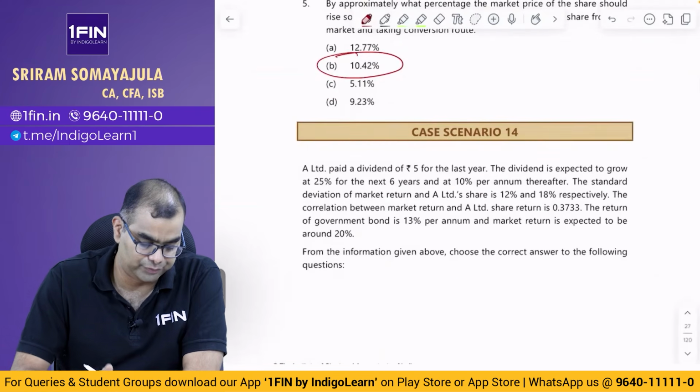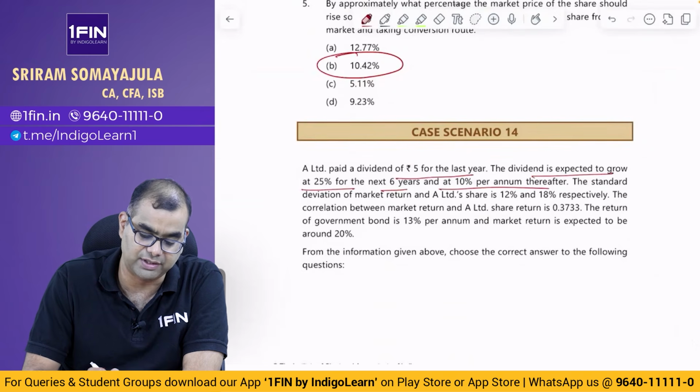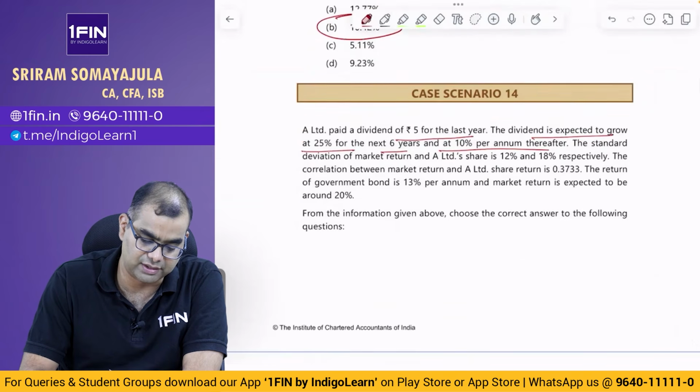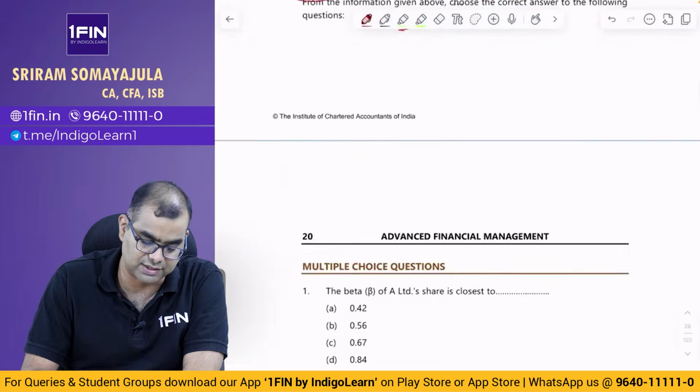Right, next case scenario. A Limited paid a dividend of 5 for last year. The dividend is expected to grow at 25% for the next 6 years and 10% per annum thereafter. The standard deviation of the market return is 12 and of A share is 18. The correlation between market return and A share is 0.3733 and the return of the government bond is 13%. Market return is expected to be around 20%. From the information, choose the correct answers.